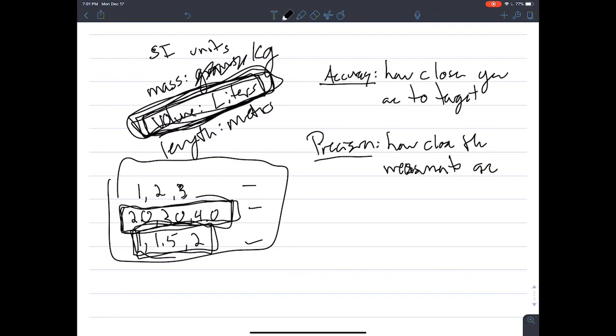Physical and chemical properties. So like boiling water is a physical change because it's still water, but you're changing the state of it. A chemical change would be to change the material itself.